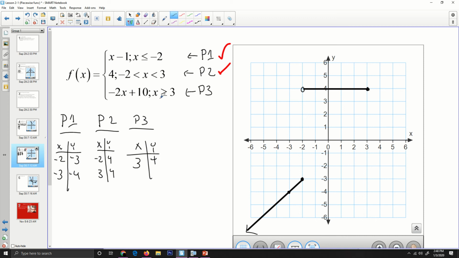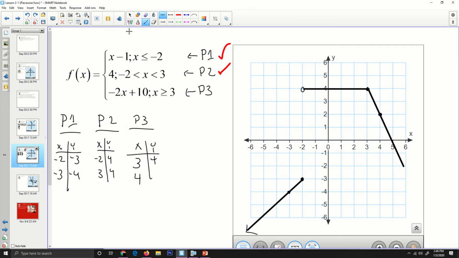And now I have to pick another value for x that's greater than 3, so I'm going to just pick 4 just to be safe. And then 4 times -2 is -8, plus 10 is +2, so at 4, 2, I'm going to have another point, and I'm going to connect those dots.